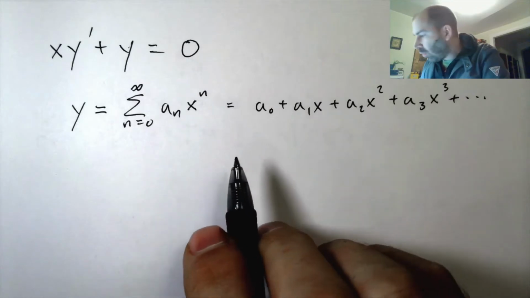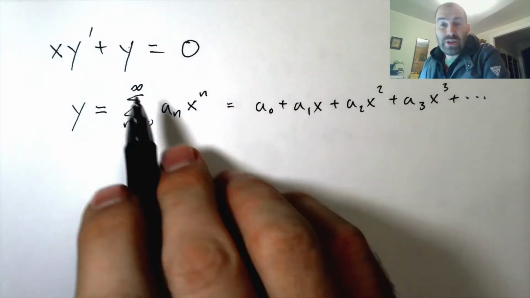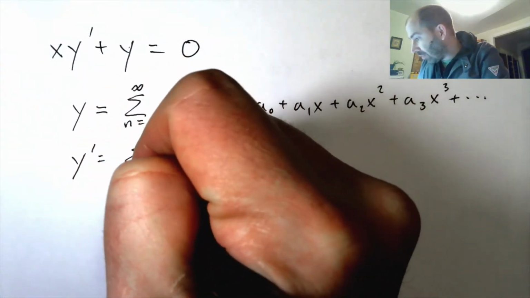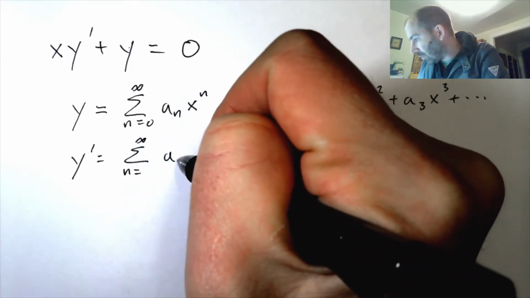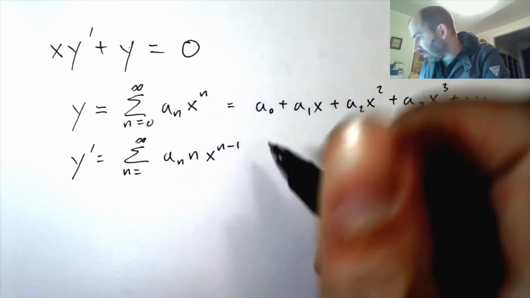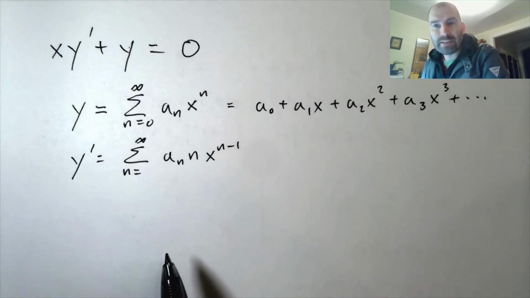Well, what we were doing before is we were saying, we're going to just plug this stuff in there. Well, to plug this in, I need to compute y prime, right? So I compute y prime. Let me leave that index off for just a moment. When I take the derivative of that, I bring the n down and subtract 1 from the exponent, right? That's how we take derivatives.